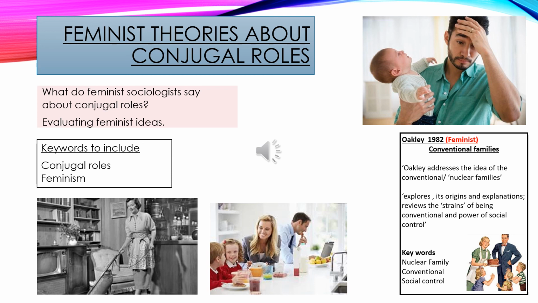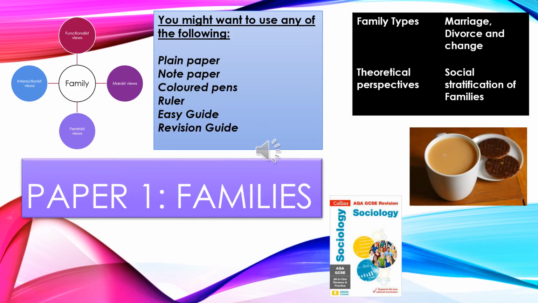When you're in the exam, obviously making reference to Oakley as the main feminist and Delphy and Leonard would be sensible, and then following that up with Parsons, Murdock, and to a lesser extent Durkheim. If you can look at those different areas and show how conjugal roles particularly tell us a lot about how a family works, you will do very, very well indeed. That concludes Paper 1, Topic 1, Families.